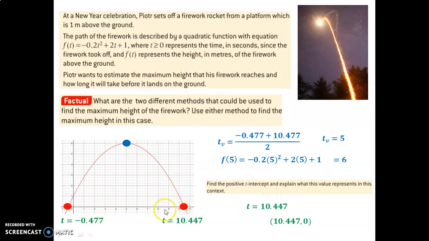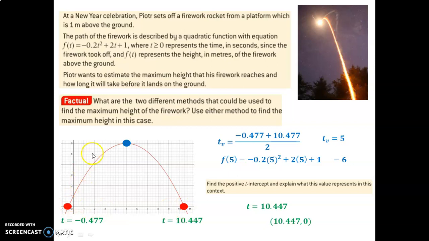So is the distance 10.447? No, it's not, because it started here at negative 447. Or actually, you can think of it this way: since this axis represents time, oh, did I say distance? Yeah, sorry, t represents time. So this is actually the time at which the firework hit the ground. So 10.447 seconds after launch, it hit the ground.